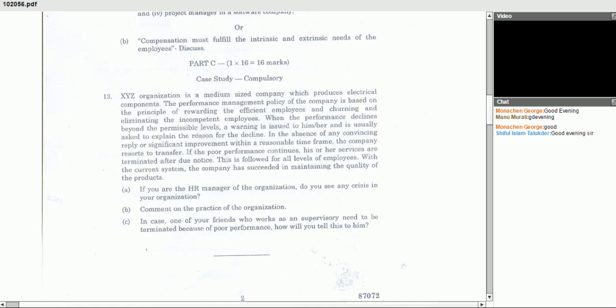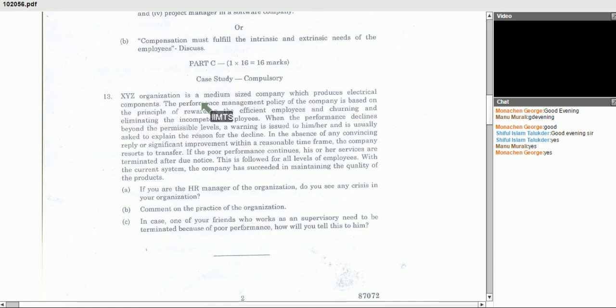It says: case study, compulsory, XYZ organization is a medium-sized company. Okay, great. Now, what I want from all of you is to attempt this case study. It's a small case study, and after it we have 3 questions as well. So let's see who answers all these questions. We will read the case study together.